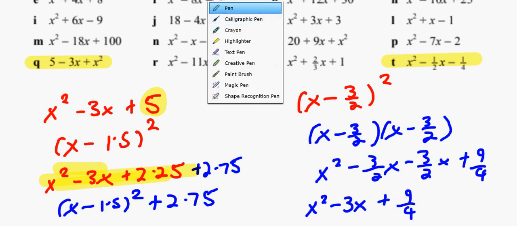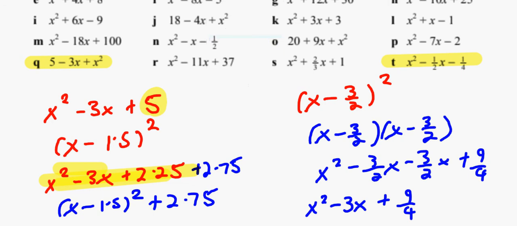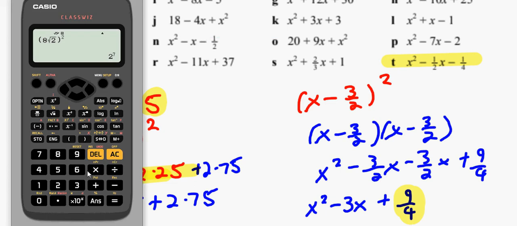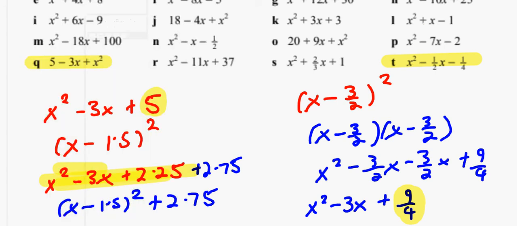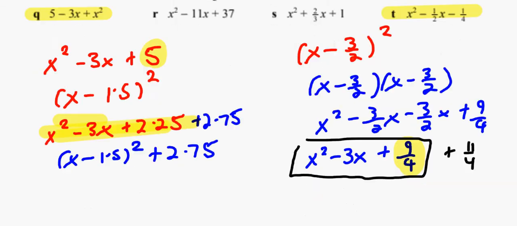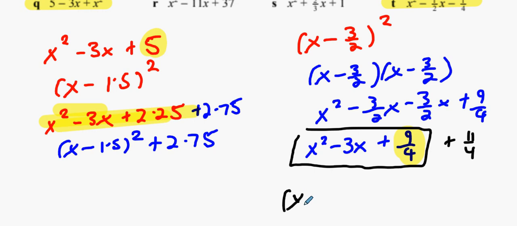Compare 9 over 4 to what? 5. What's 5 take away 9 over 4? Just use your calculator, lads. You don't need to be a rocket scientist. 11 over 4. So what do we need to add on at the end? We need to add on 11 over 4. What does this part change back into? What does it change back into, lads? (x minus 3 over 2) squared. Yeah. Plus 11 over 4. Happy days? Alright. Try another one now.